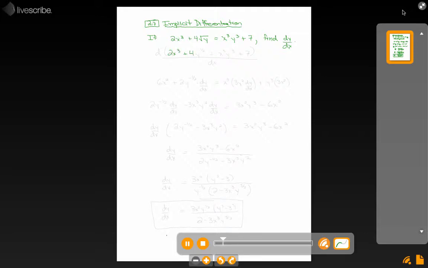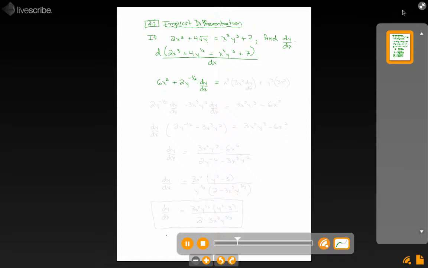I might change this radical to an exponent, but what I need to do is differentiate everything with respect to x, so take the derivative of all of this with respect to x. The first term is going to be 6x squared plus, now the derivative of 4y to the 1/2 is going to be 2y to the negative 1/2 times the derivative of y with respect to x. Sometimes I use y prime, sometimes dy by dx, but it's perfectly acceptable either way in this case.